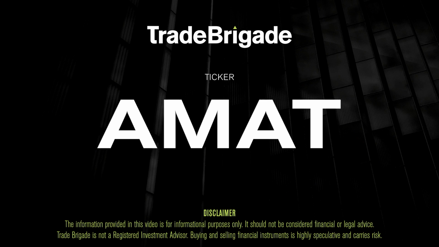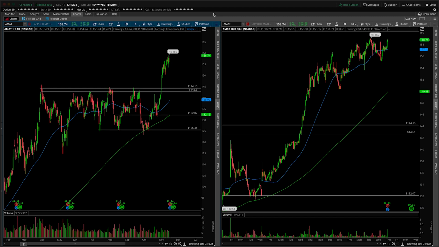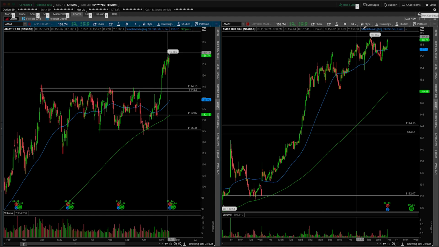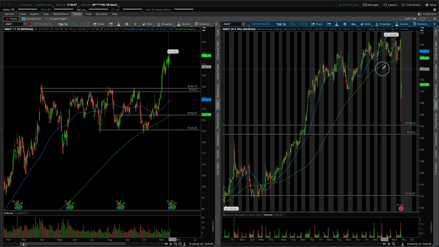What's up, traders? Matt from the Trade Brigade here doing a technical analysis on ticker symbol AMAT for Applied Materials. On the left-hand side, we have the daily time frame, and on the right-hand side, the 30-minute intraday time frame. First thing I need to let you know is that they gave us an earnings announcement after the bell today, so let's flip on the extended hour session and see what's going on with the numbers.